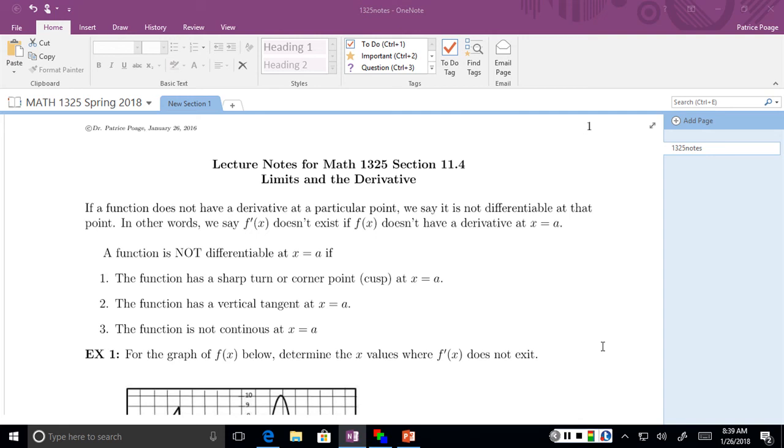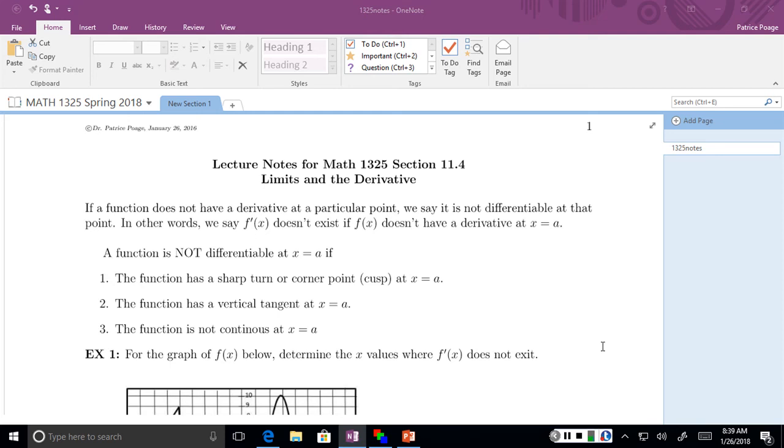What is a derivative? Instantaneous rate of change, but it's also the slope at a given point. So when it says the derivative doesn't exist, that means the slope does not exist at that point. So there's 3 places where this happens.